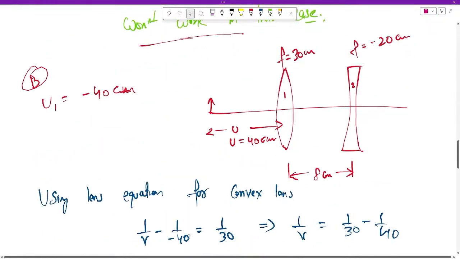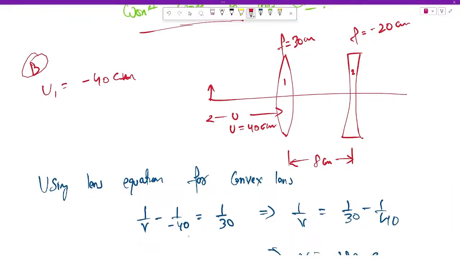So this is the arrangement that we were talking about. The object is placed in front of the convex lens, and u has been given, and that is a value of minus of 40 centimeter. Focal length of this convex lens is 30 centimeter, and focal length of this concave lens is minus 20 centimeter, and the distance between these two lenses is again 8 centimeter. So we will consider this first lens and this as the second lens. So u1 would be equal to minus of 40 centimeter with the sign convention.